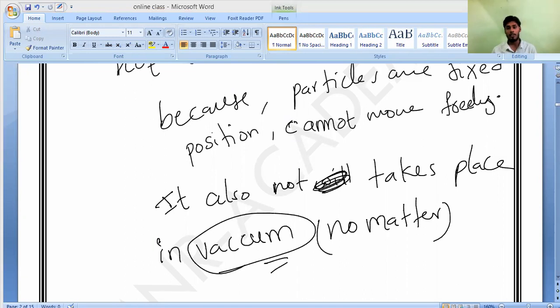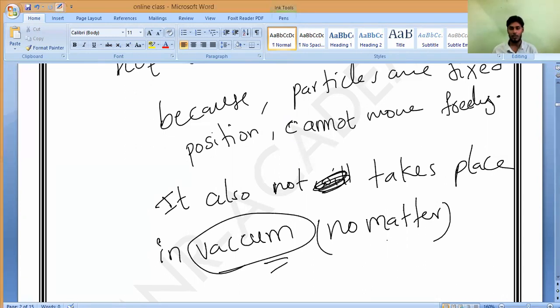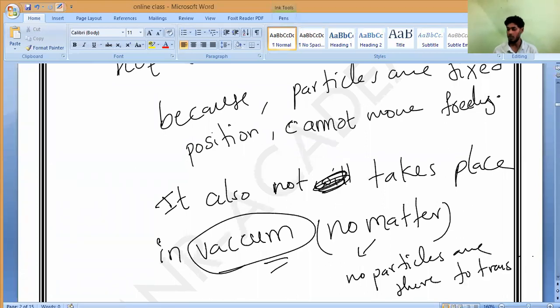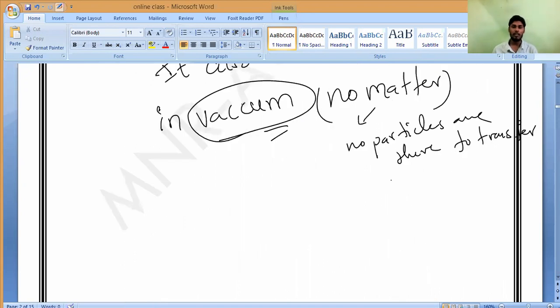So convection also cannot take place in empty space. Because there are no particles of any kind in empty space which can move to transfer heat. That is why we can say no matter is present, so no particles are there to transfer heat.